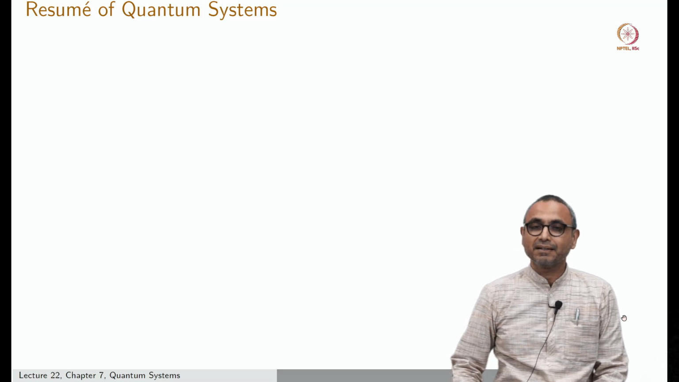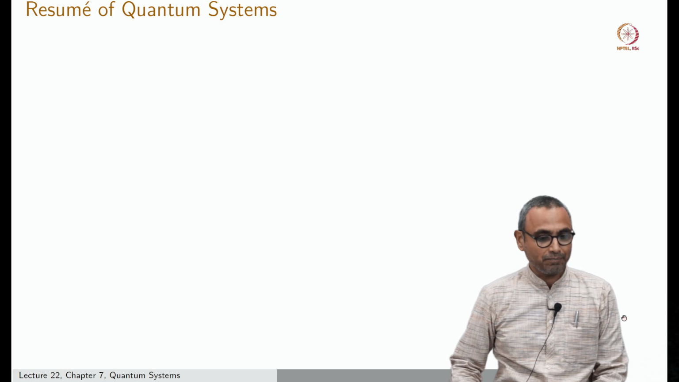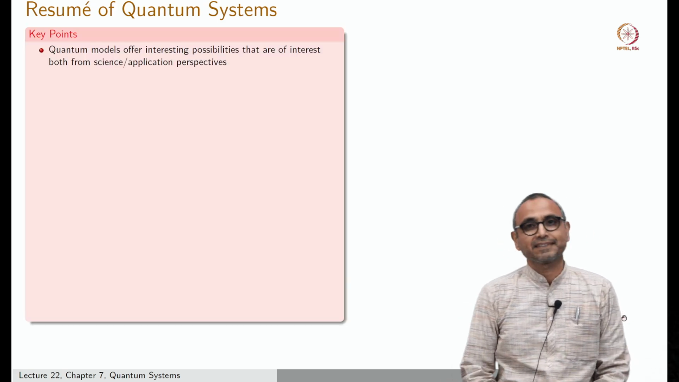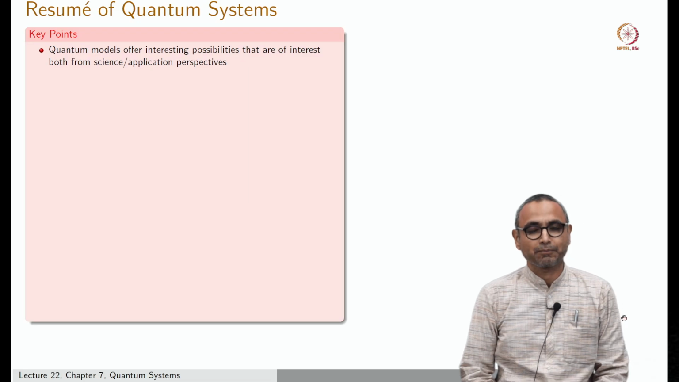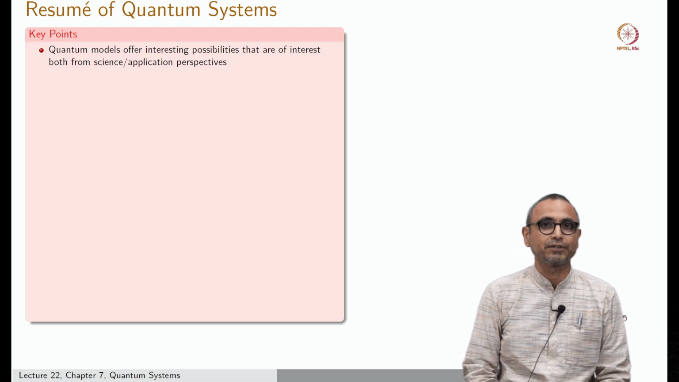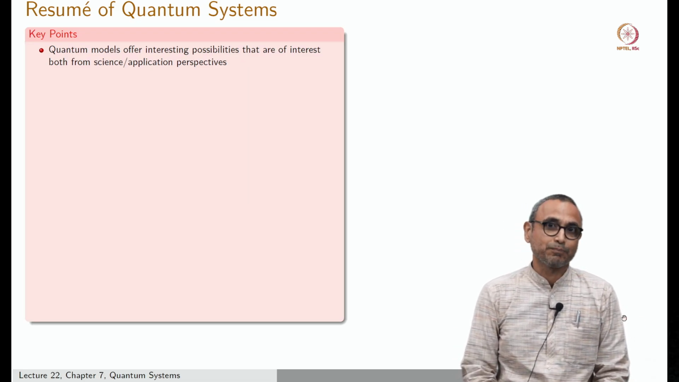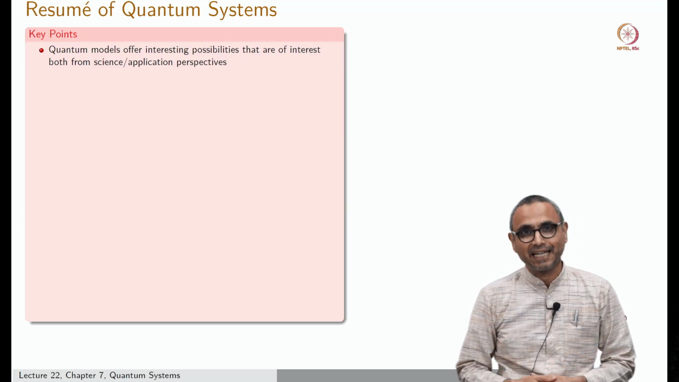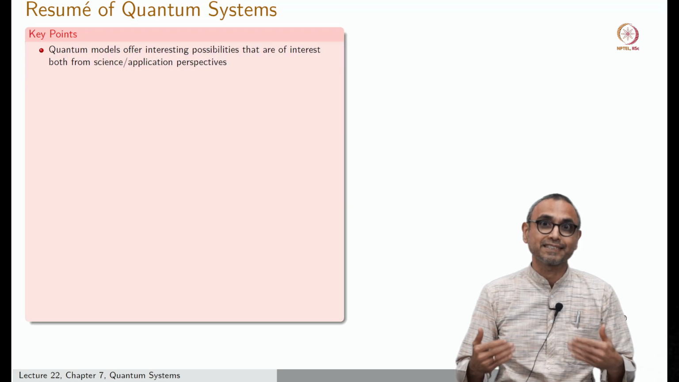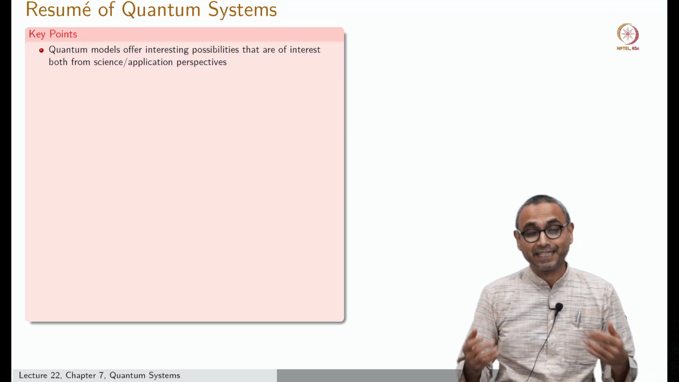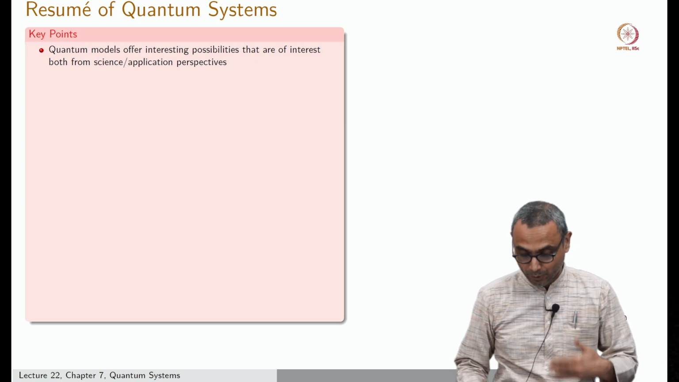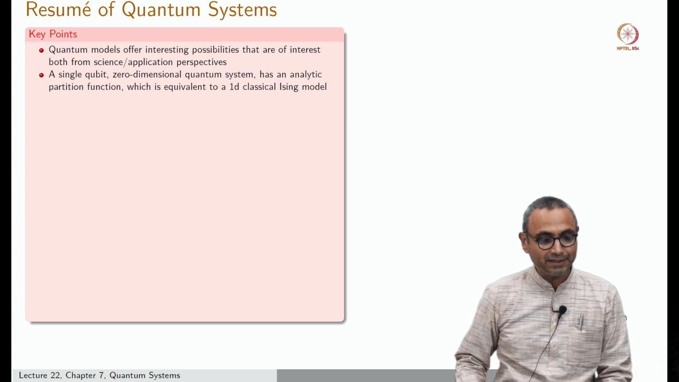We are discussing quantum systems, and in this chapter, let's quickly review the points that we have explored. The first is that the quantum models that we have explored, and also other quantum models, offer new perspectives both from the point of view of applications as well as from the point of view of understanding basic physics notions such as phases and phase transitions. Particularly, you will see the connection to classical problems.